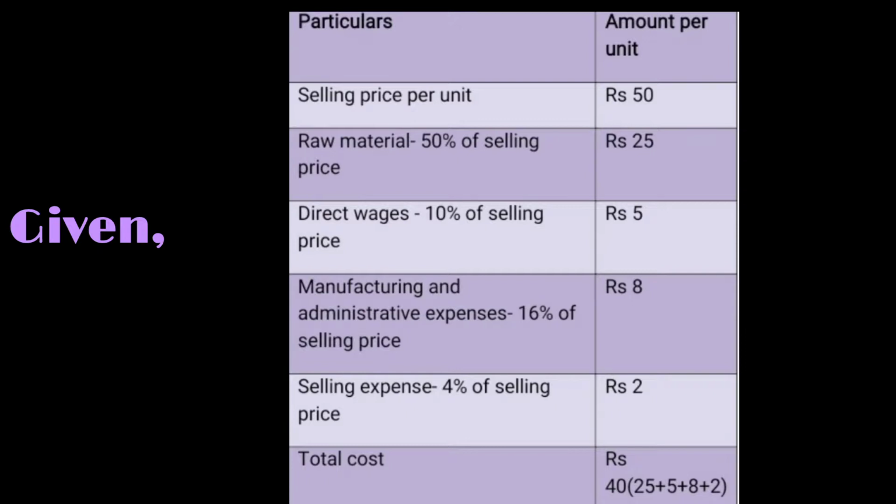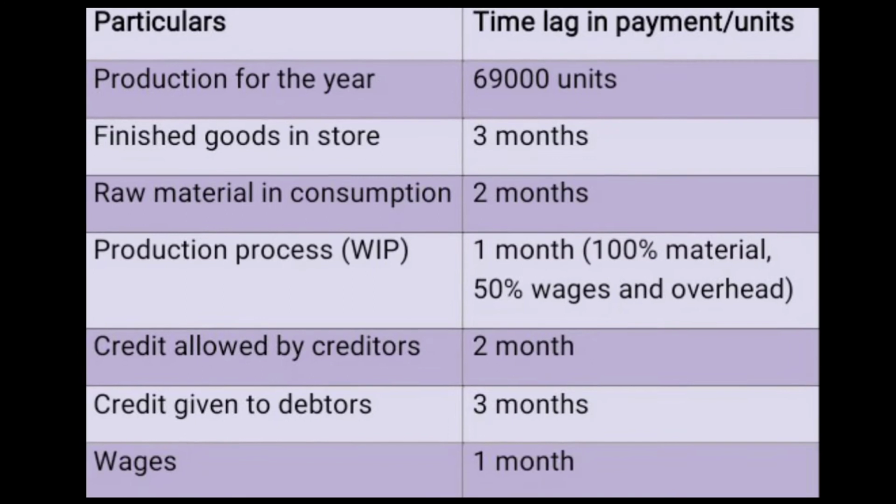Also, if you take it in another way, manufacturing expenses are required in the work in progress, but selling expenses are not considered in work in progress. Next, if you see the question, we were only given the late payment option for wages. There was no such mention in the question for overhead, so we haven't calculated the selling cost. Next, we were given production for the year 69,000 units. Finished goods in store were kept for 3 months.